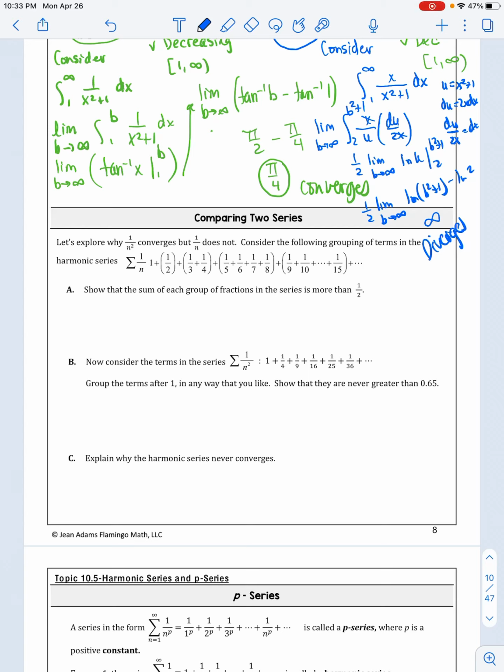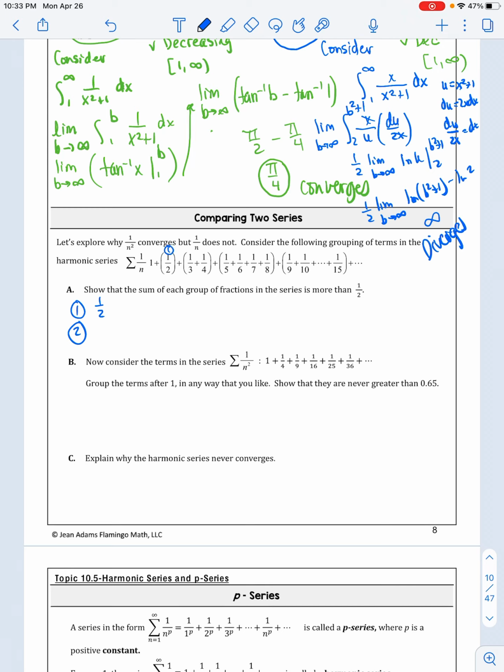So now, comparing two series. Let's explore why 1 over n squared converges but 1 over n does not. Consider the following groups of terms in the harmonic series and show that the sum of each group of fractions in the series is more than 1/2.